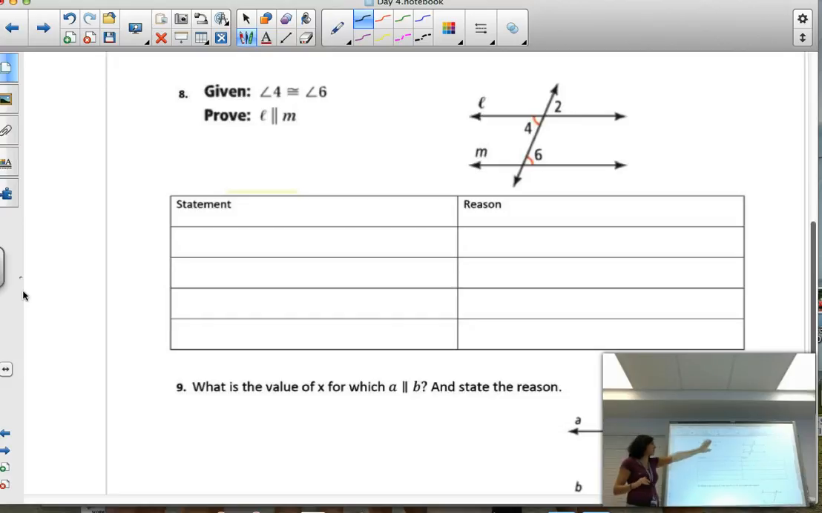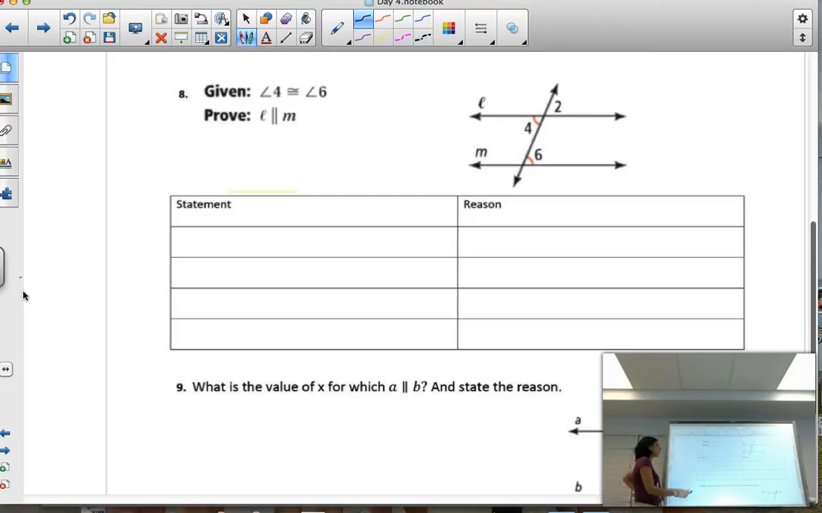So the first thing, remember with our proof, we're going to look at what's given and what we're going to prove. Given is angle 4 and angle 6 are congruent, which is marked in our diagram, and we're proving that L is parallel to M. Now, our statements and our reasons. On the test, you won't have to do one all the way through, but this is good practice, because if you could do one all the way through, the fill-in-the-blank ones will be easy.